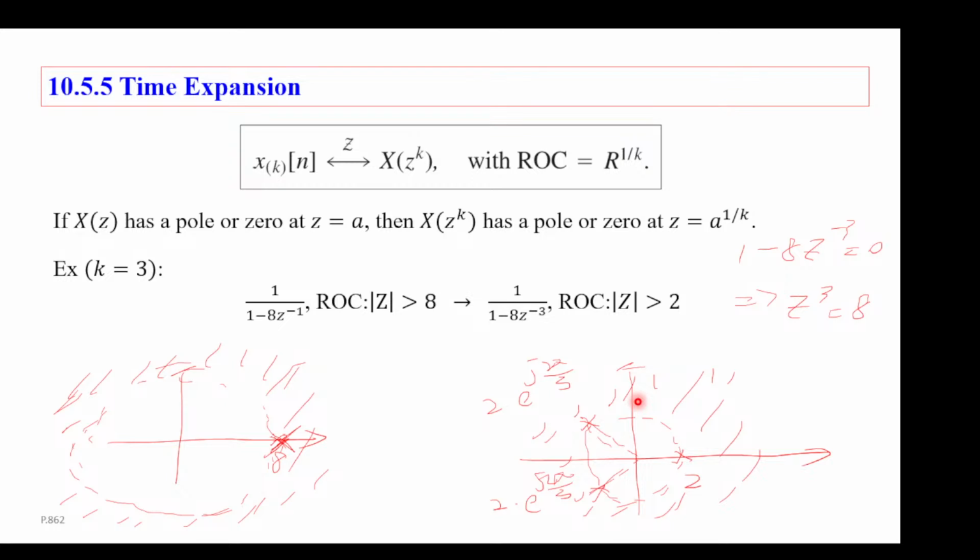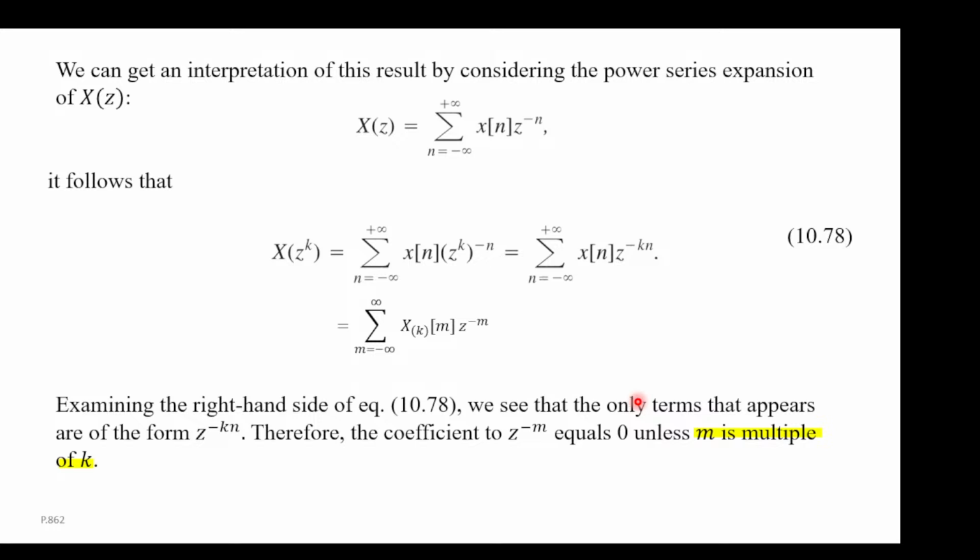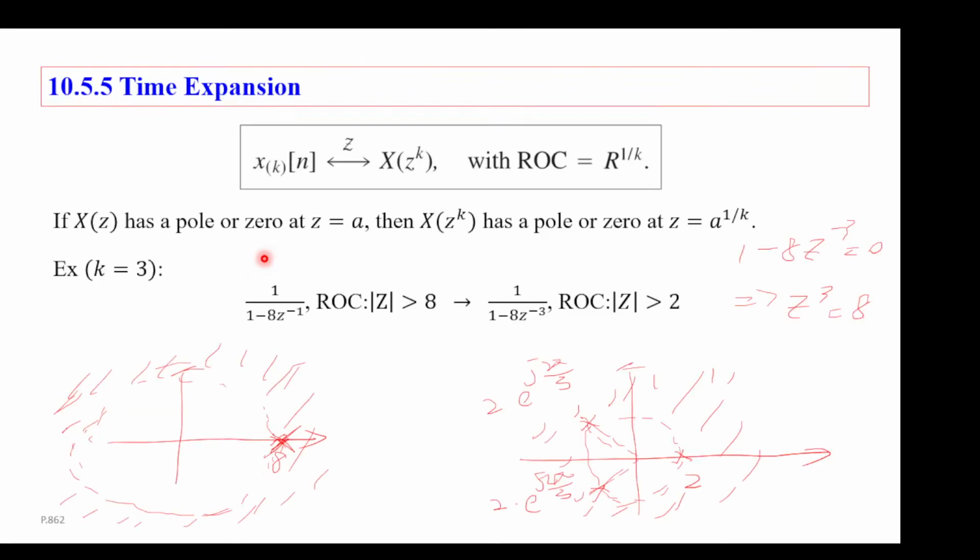And yeah, so that's time expansion. And now we can get a kind of interpretation or derivation of this formula. And so we do this backward. So we have this formula, and we are trying to derive this backward, which is starting with this thing, and then we say it corresponds to the z transform of this signal.